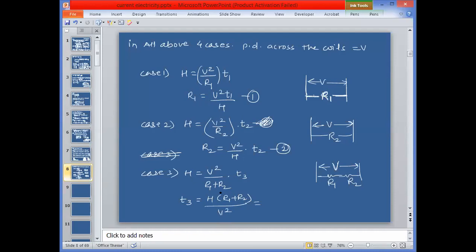Now we have already found out R1 and R2. So H upon V square, as it is, in the bracket R1 plus R2. R1 value is V square upon H into T1 plus R2 value is V square upon H into T2. Here V square upon H is common, and it cancels with H upon V square. So the answer will be simply T1 plus T2. म्हणजे series मध्ये time ची addition करायची.